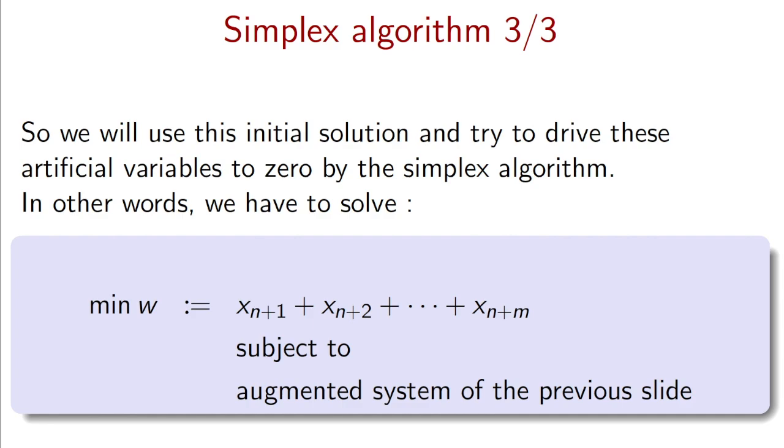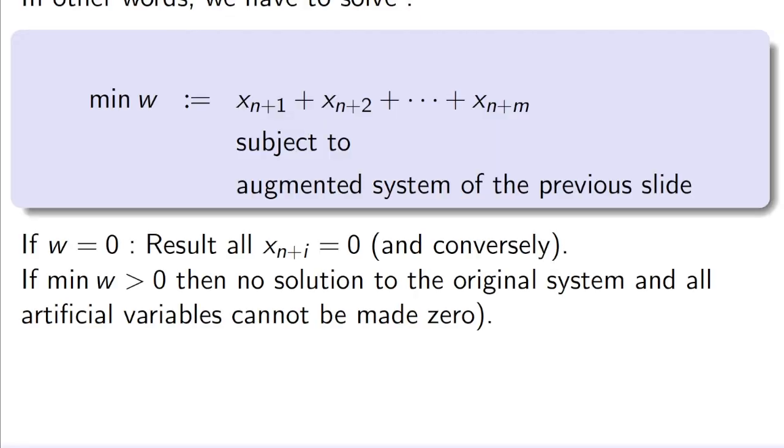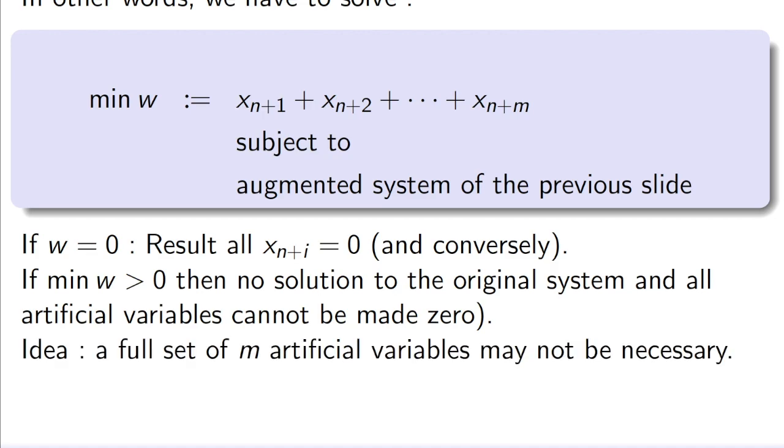In other words, we want to minimize w, the sum of xn+1 until xn+m, subject to the augmented system of the previous slide. If w is equal to 0, this means all xn+i are equal to 0. If the minimum of w is greater than 0, then there is no solution to the original system, and the artificial variables cannot all be made 0.